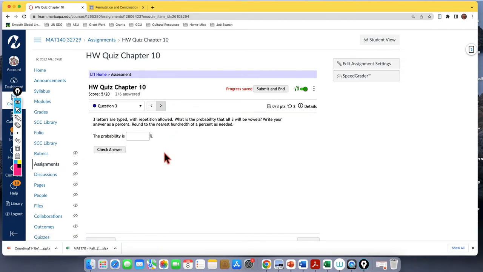Let's see, question 3. 3 letters are typed with repetition allowed. What is the probability that all 3 letters are vowels? So again, this probability is that we're counting 2 things. We always have to count the total. So 3 letters, repetitions allowed. How many letters do we have in our alphabet? 26, 26, 26. So it's 26 to the 3rd power, right? That's our total. So that's going to be in the denominator of our probability.